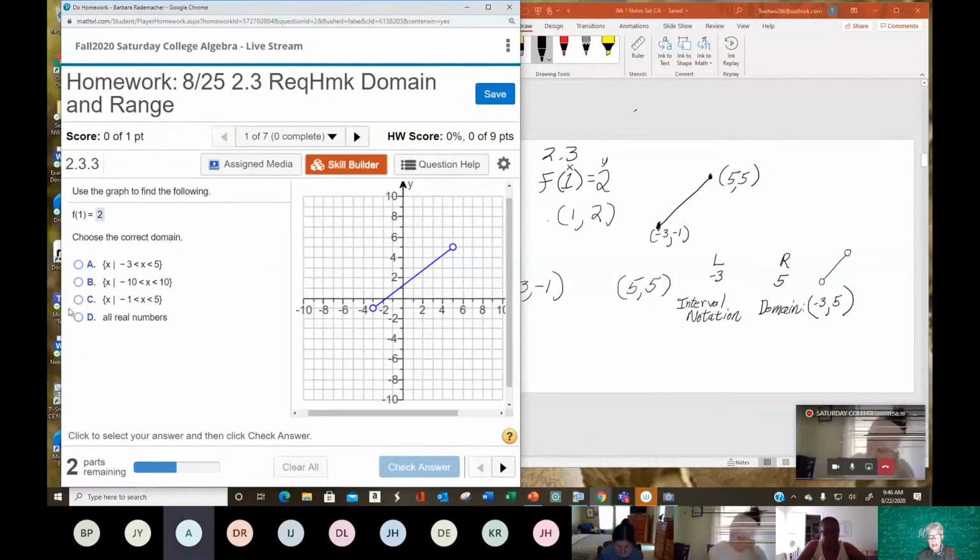So the interval notation is open circles, open parenthesis. We don't use a bracket unless the holes are closed. Is that still called interval notation? Yes, this is still interval notation. It's just a different kind of notation.